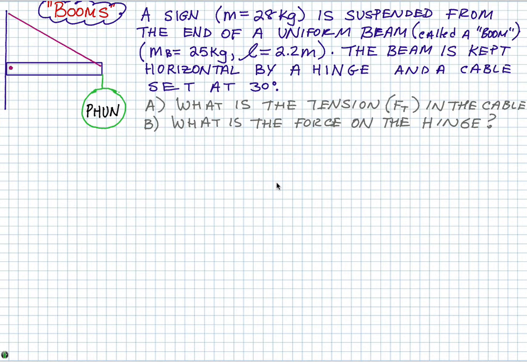Acting on the boom which supports a sign. So a sign, which has a mass of 28 kilograms, is suspended from the end of a uniform beam, called a boom. It has a mass of 25 kilograms and a length of 2.2 meters. The beam is kept horizontal by a hinge and a cable which is set at a 30-degree angle with respect to the boom. Two questions: what is the tension Ft in the cable?